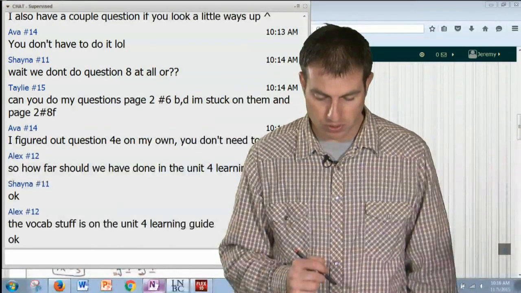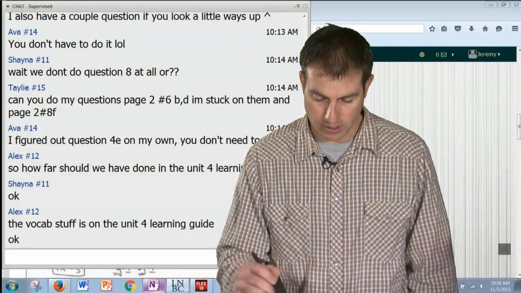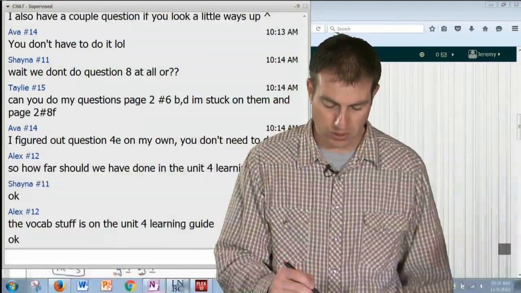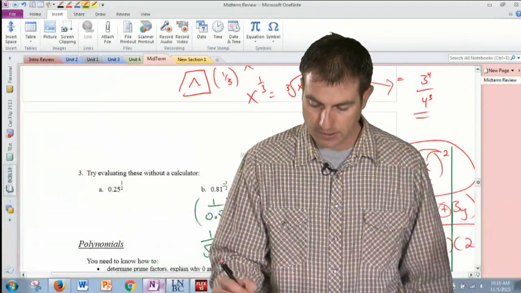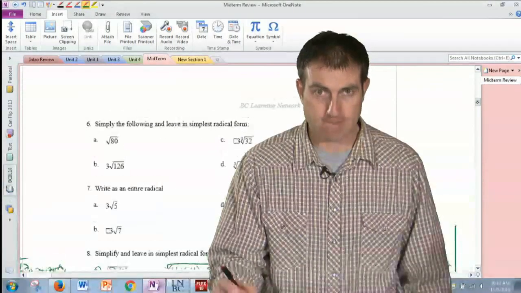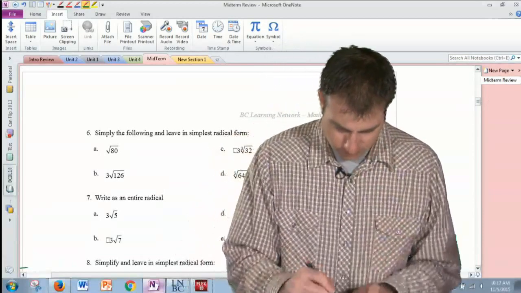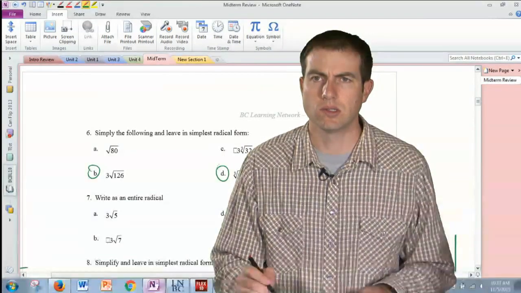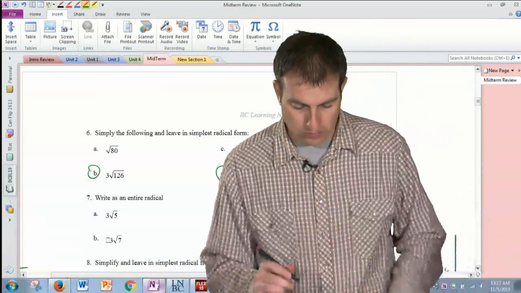So Taylor, question number 2 on page 2, number 6D, page 2, 8F. Is that midterm review or is that Unit 4, Taylor? I'll assume midterm review until you tell me otherwise. Page 2. Number 6B and D. And there we go. All right, so simplify the following, leave in simplest radical form.